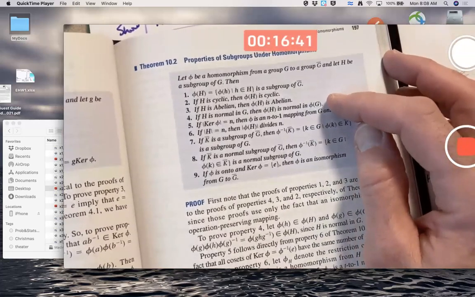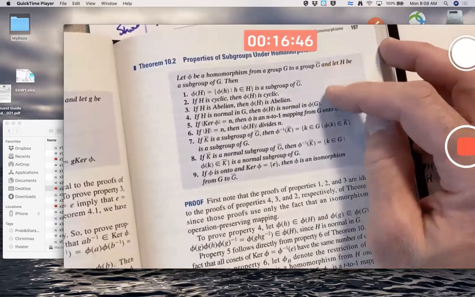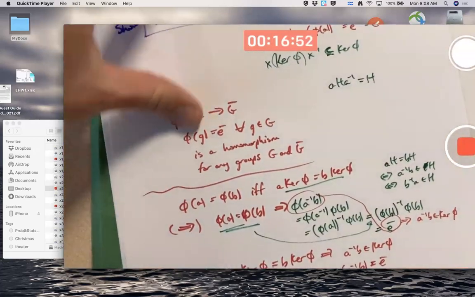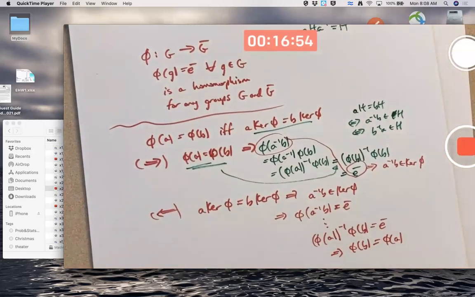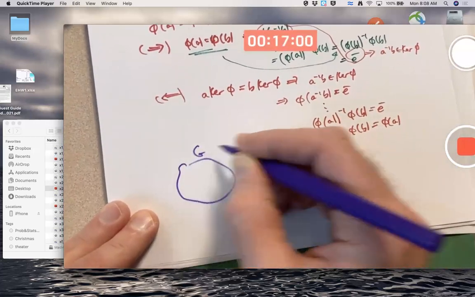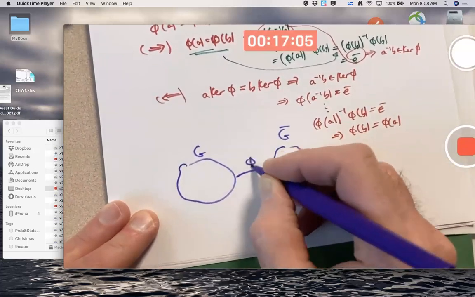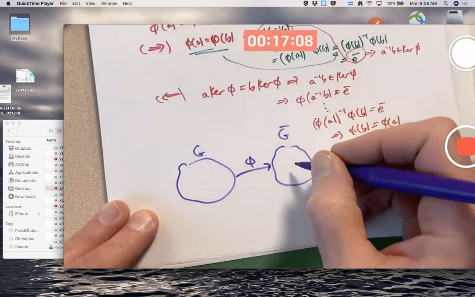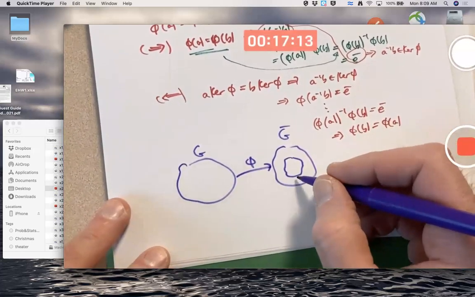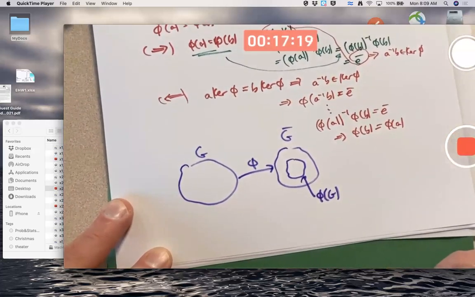The direct image is more than a subgroup of G bar. It's also normal in, not necessarily all of G bar, but the image phi of G. That's a subtle thing here. Normality of a subgroup is always with respect to the bigger group. Let's say this is G and this is G bar. And I have a homomorphism from G to G bar. Let's say it is not onto. So that's maybe the image phi of G, the set of all outputs of phi.